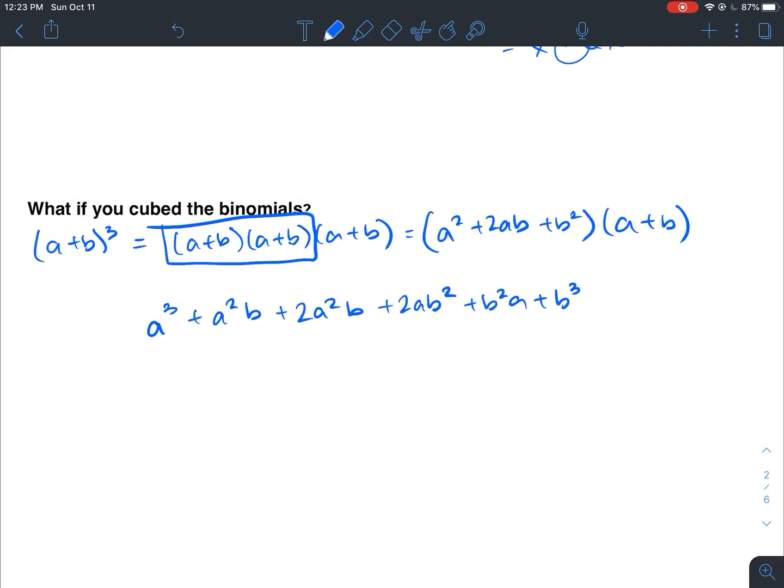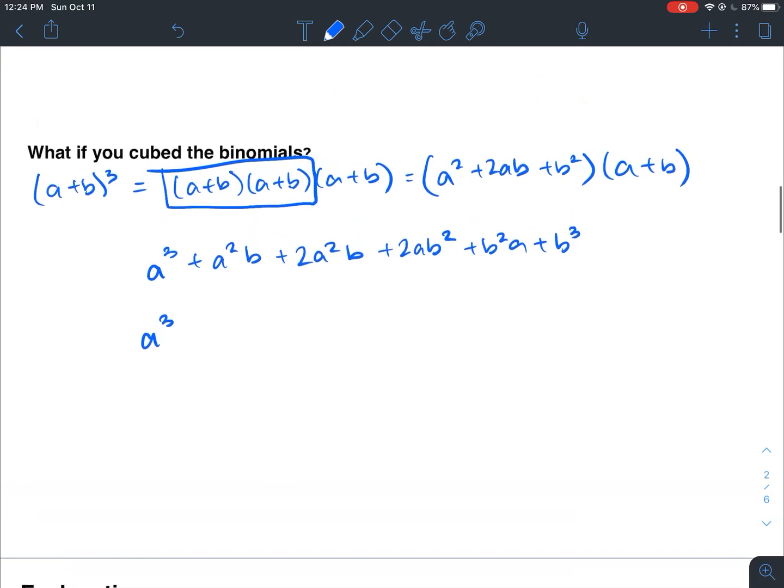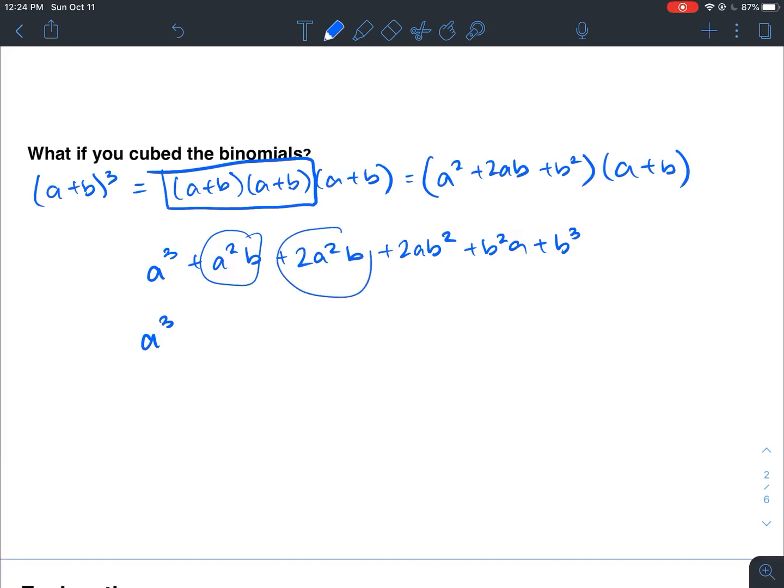Alright, now let's see if we can simplify this at all. So we just have a cubed. Don't think there's anything we can do there. A squared b, well, right here we have an a squared b and we have an a squared b right here. So that's going to be plus 3a squared b. Here we have 2ab squared. And then a b squared a, these are the same terms, right? B is being squared, a is to the first power. So the variables are the same to the same power as well. So we add the coefficients, so that's plus 3ab squared plus b cubed.